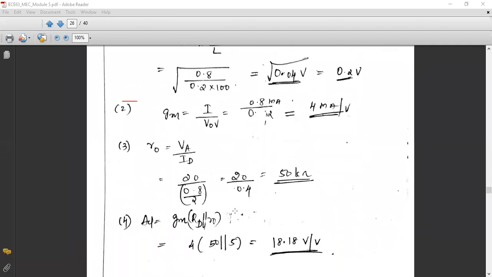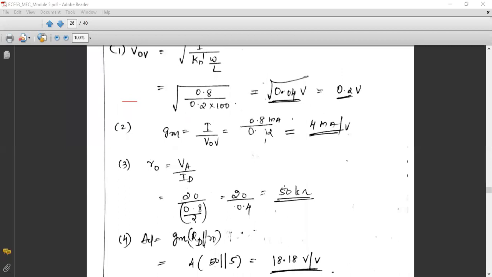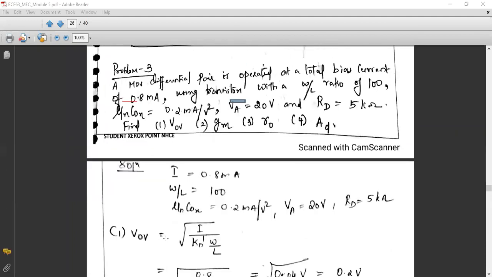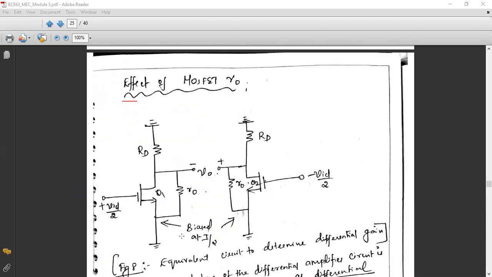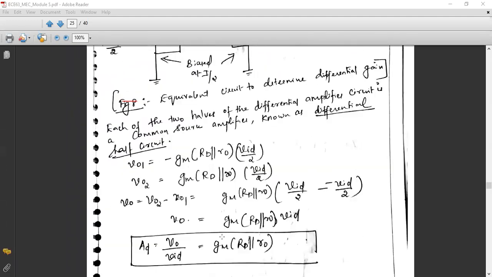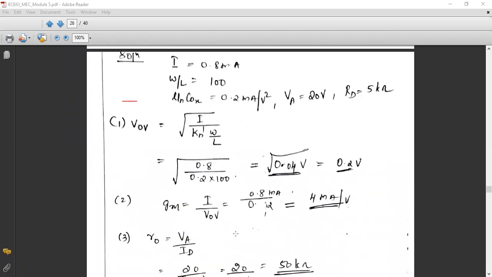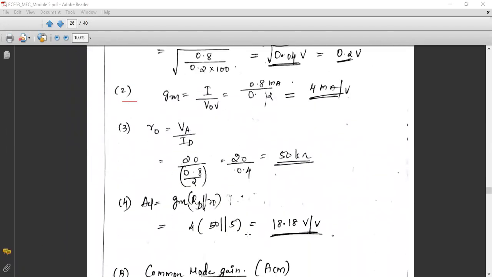And finally, we can find the differential gain, that is GM into RD parallel r0. Since r0 is mentioned over there, I need to include it in our equation to find AD. We have two equations for AD. Either we go for GM into RD, or we go for GM into RD parallel r0. Depending upon the case, you need to take the equation. Since it is explicitly mentioned that we need to take the output resistance using the early voltage, I have gone with GM into RD parallel r0.